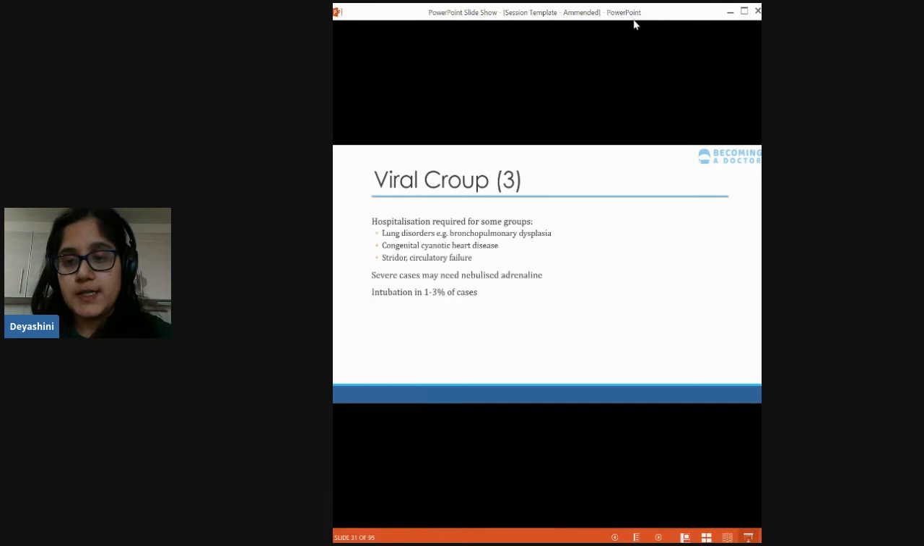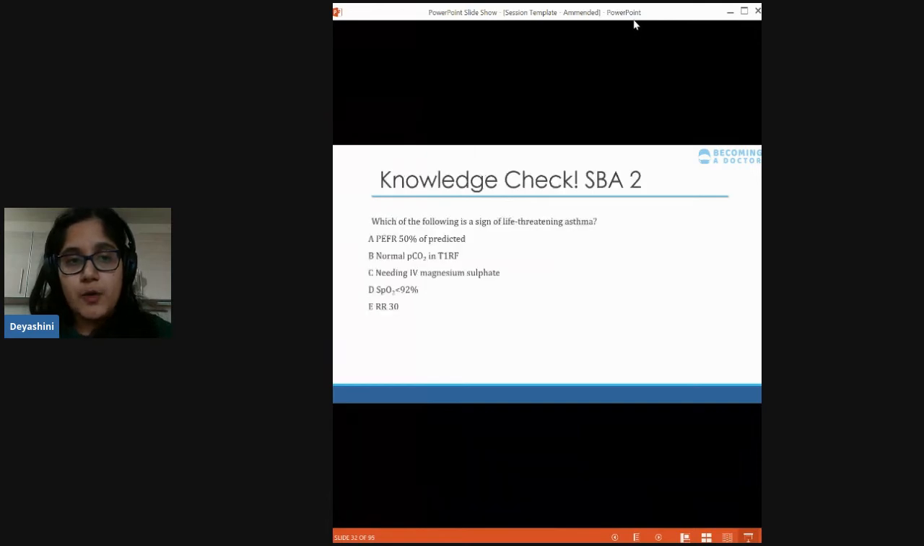Right, so our next SBA, hopefully this time I've highlighted the right answer. Which one of the following is a sign of life-threatening asthma? Is it peak flow of 50% predicted, normal PCO2 in type 1 respiratory failure, needing IV magnesium sulfate, saturations of less than 92%, or respiratory rate of 30?